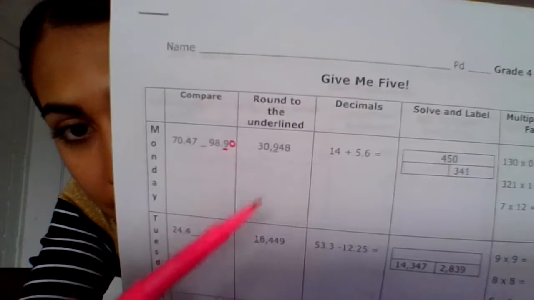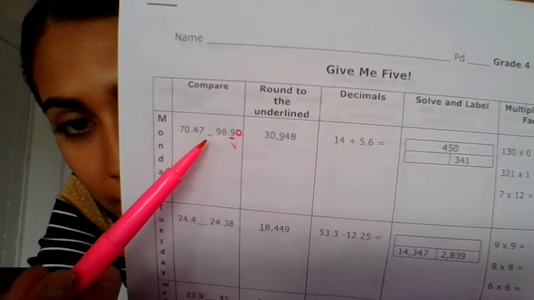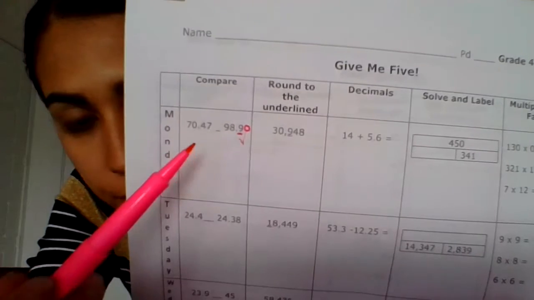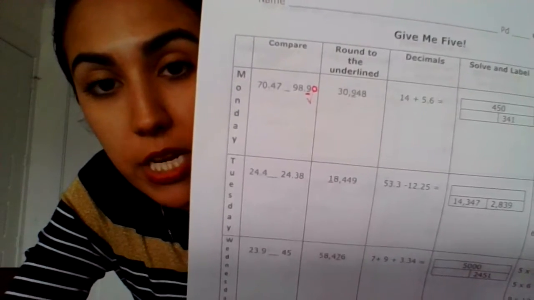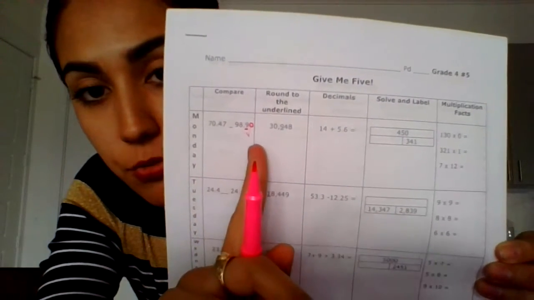Make sure when you're reading these numbers and they're asking you to compare, you read it like how you read a book, from left to right. You can't say, is $98.90 greater than, less than, or equal to $70.47? That's not how you're supposed to read it. You need to read it from left to right.